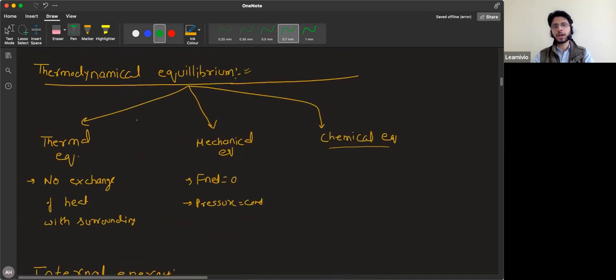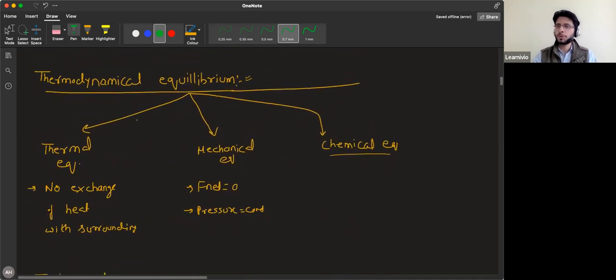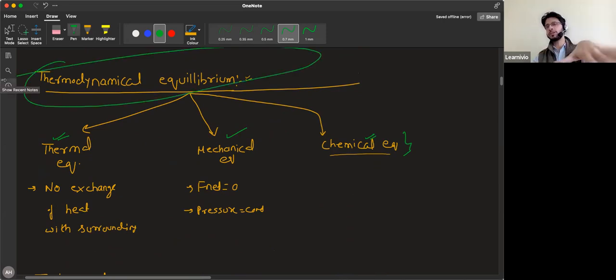So in thermodynamics, we have three types of equilibrium. We have thermal equilibrium. Thermal equilibrium means your system will not exchange heat with the surrounding. It could be in mechanical equilibrium. That means pressure is constant, net force is zero. Or it could be in chemical equilibrium. That we'll study in chemistry. We don't study this in physics. So if a system is in all these three types of equilibrium, then we say the system is in thermodynamic equilibrium. So thermodynamic equilibrium is a combination of all these three things: thermal equilibrium, mechanical equilibrium, and chemical equilibrium.